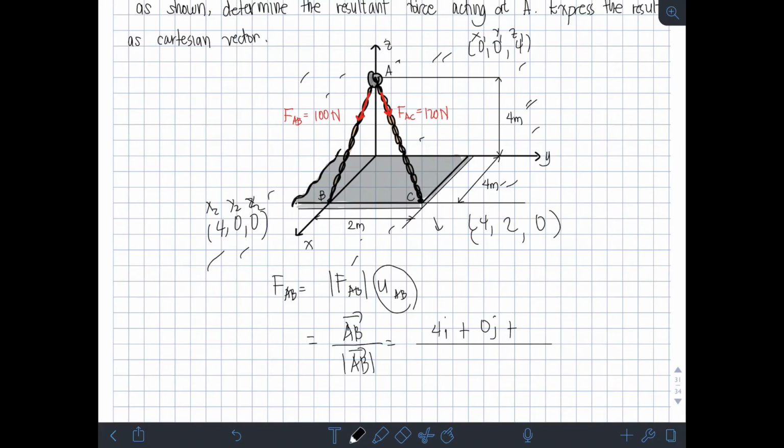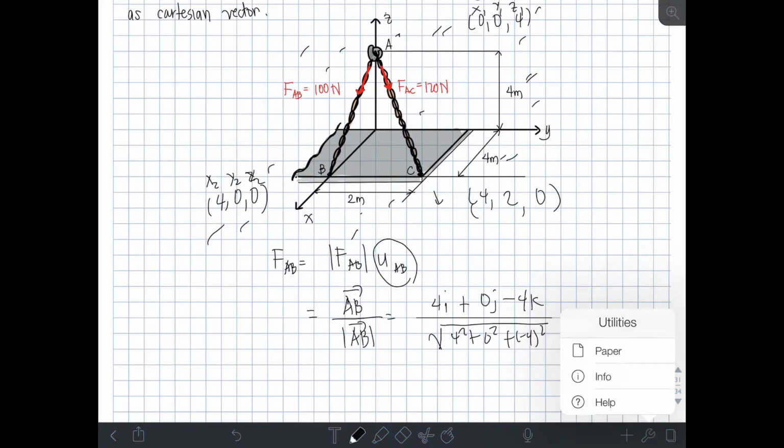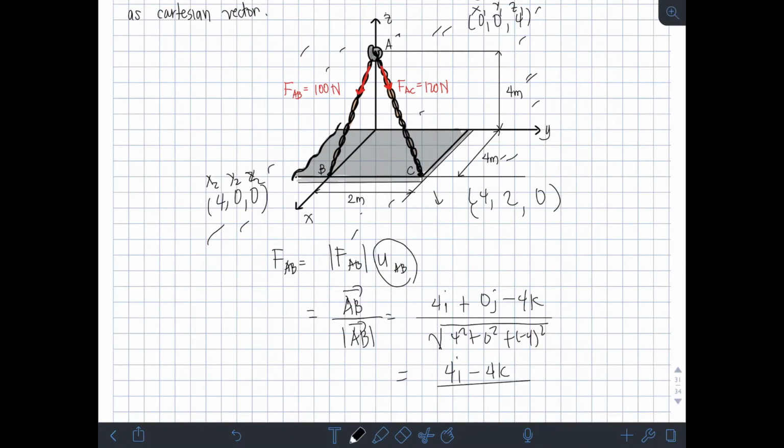Plus, z2 minus z1. So, 0 minus 4, negative 4. So, minus 4, then times k, over the square root of 4 squared plus 0 squared plus negative 4 squared, the magnitude of AB. Okay, so we have 4i minus 4k divided by the square root of 4 squared plus 0 squared plus negative 4 squared, which is 4 square root of 2.